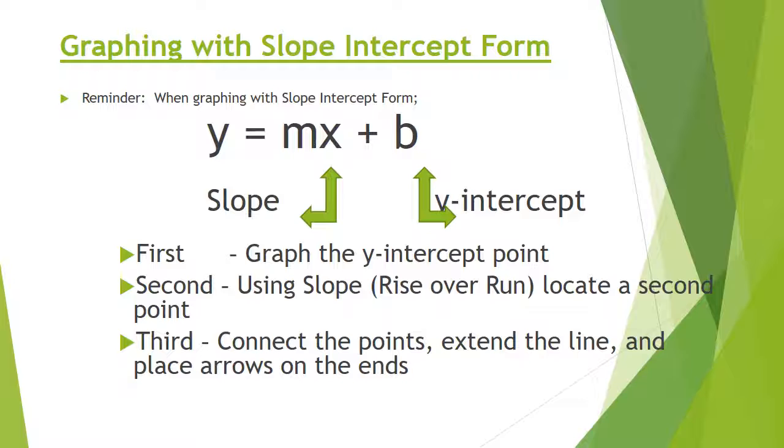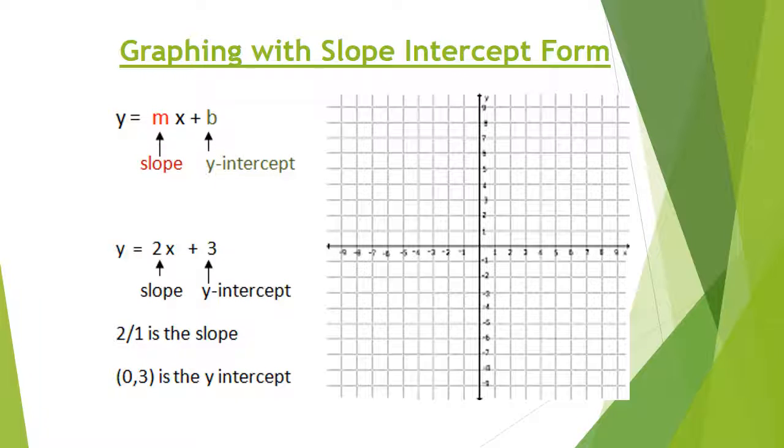Hey everybody, let's talk about graphing with slope-intercept form. Here is our slope-intercept form where m is the slope and b is the y-intercept. So here's an example for you. We got 2x plus 3.